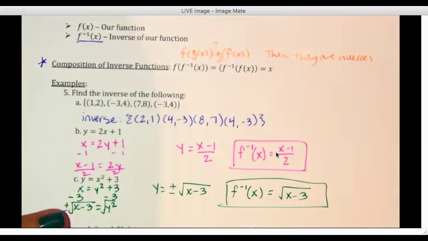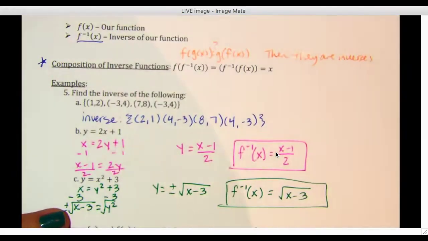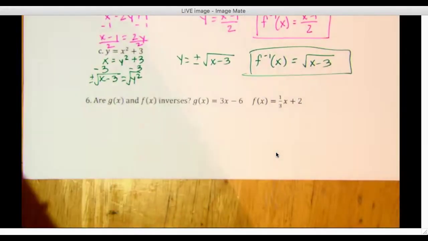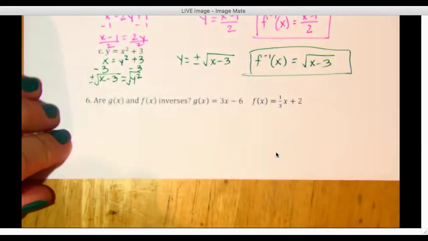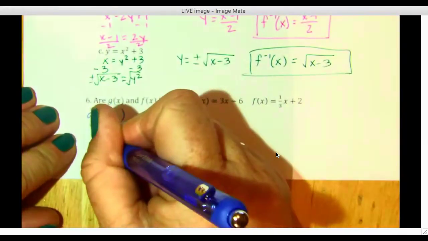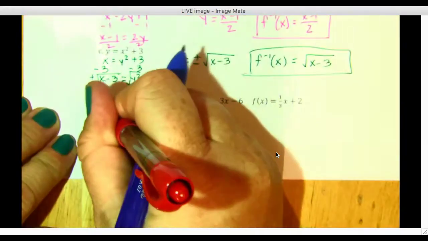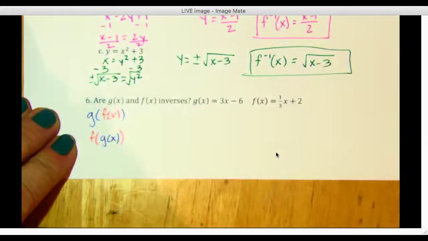Okay, so let's take a look at this next example here. It says, are g and f of x inverses? And then they give us these two functions. So what we're going to do is find g of f of x, and then find f of g of x. And we have to do both. We can't just do one.